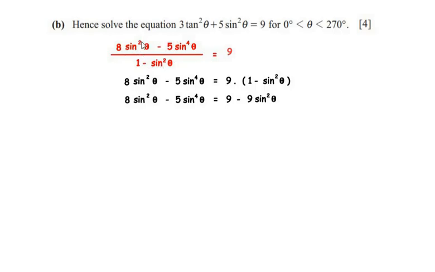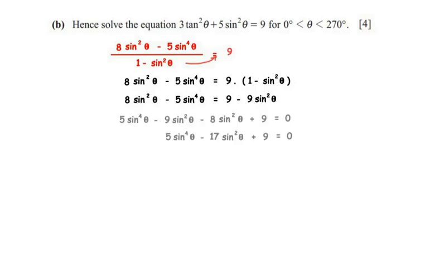So here we have written (8 sin squared theta minus 5 sin to the power of 4 theta) over (1 minus sin squared theta) is equal to 9. Now let us take this 1 minus sin squared theta on the other side of the equal sign so that it multiplies with 9, giving us 8 sin squared theta minus 5 times sin to the power of 4 theta is equal to 9 times (1 minus sin squared theta). Now in the next step, we have expanded the right hand side bracket. So 9 times 1 is 9 and 9 times negative sin squared theta gives us minus 9 times sin squared theta. Now let us take the left hand side terms to the right hand side.